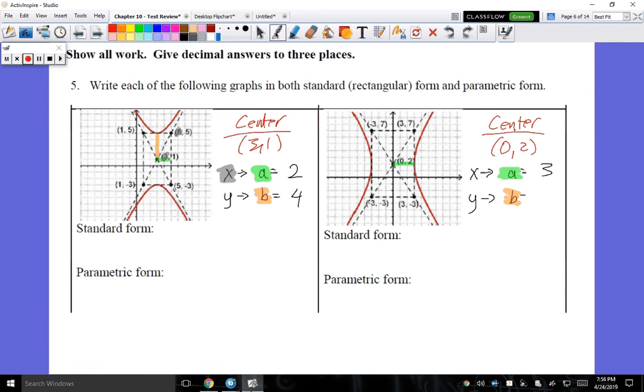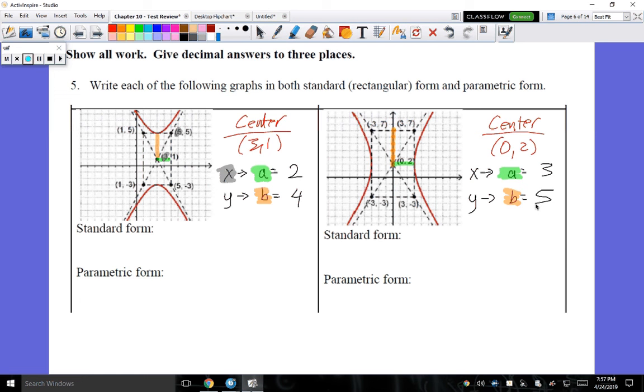is going to in fact be the jump that's vertical. Okay, so B is with Y. Remember that. So up here, 1, 2, 3, 4, 5, it looks like B is going to be 5. All right, so 2, 4, and 3, 5.